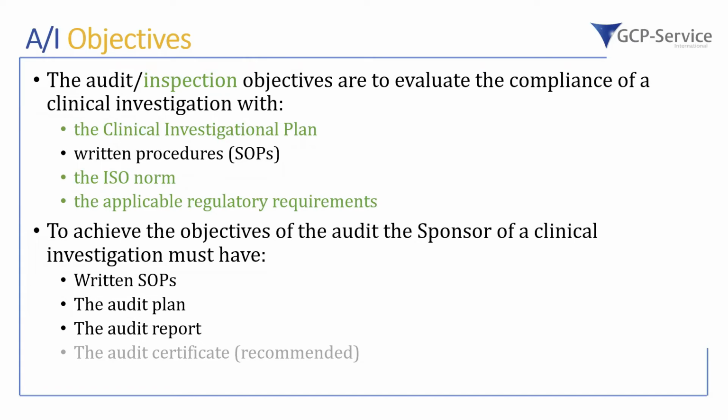And to achieve these objectives of the audit, the sponsor of a clinical investigation must have written SOPs available, that's obvious, but the written SOPs not only to conduct the clinical study, clinical investigation, but also how to audit them, including the audit plan and the audit report: how to prepare, how to circulate, how to approve, and to assure the independence. The audit certificate is highlighted in gray because it's not 100% required by the ISO norm. However, it's fully recommended, and in case it's available, it should also be filed in the trial master file.